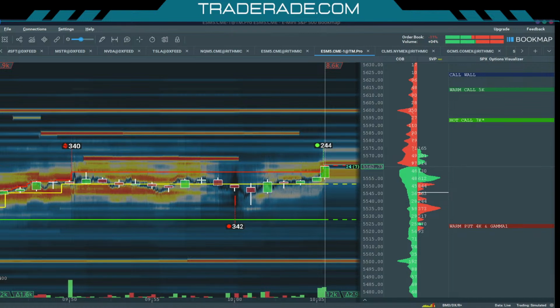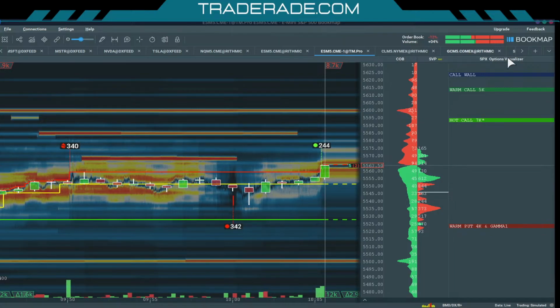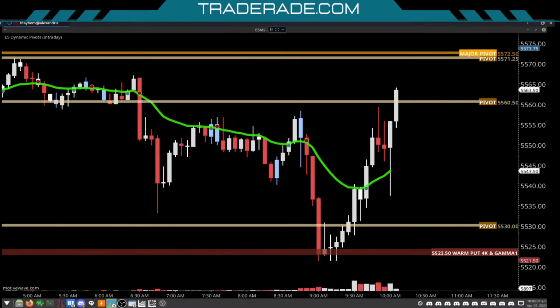You can see that push starting to happen right now here. Look at that. 244 more shorts stopped out here. Market wants to push above my pivot. This is looking like a move that's going to continue higher.